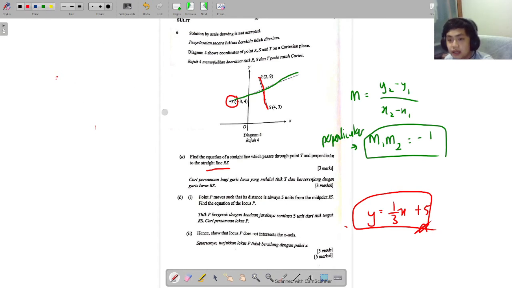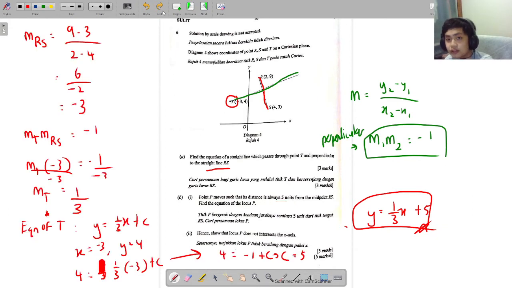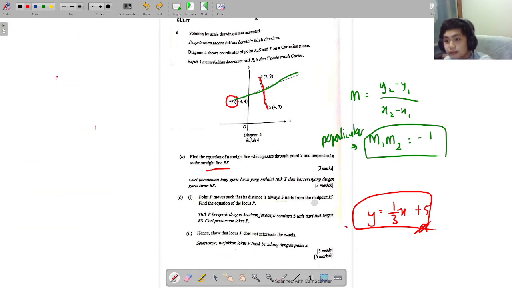So P is always 5 units. So whenever we see the words always 5 units, automatically we know it's a circle. Why do we say that? It's because in order for you to be always 5 units from something, you basically need to be circling it so that your radius is 5 all the time. So we know that it is a circle. So the point that we are referring to is the midpoint of RS.